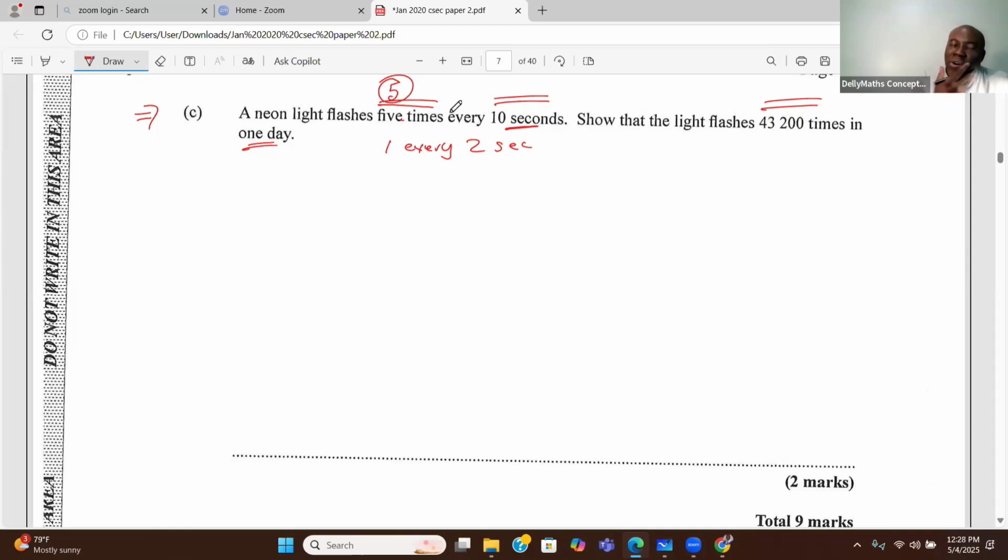So if I can find out how many seconds in a day, I can just break this down. How many seconds in a day? Well, a day consists of 24 hours. And every hour has 60 minutes. And every minute has 60 seconds. So if you multiply these up, you should be all right.